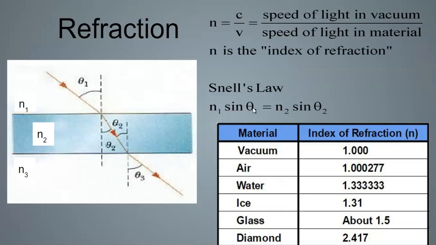But this is the way light acts. When it comes here and hits a material with a higher index of refraction, it's going to bend so that the angle is smaller, closer to the normal line. And when it goes from a material that has a high index of refraction, say glass, into a material that has a lower index of refraction, like air, it's going to bend away from the normal line. Snell's law measures those angles for us. We're going to do some examples here in just a second.